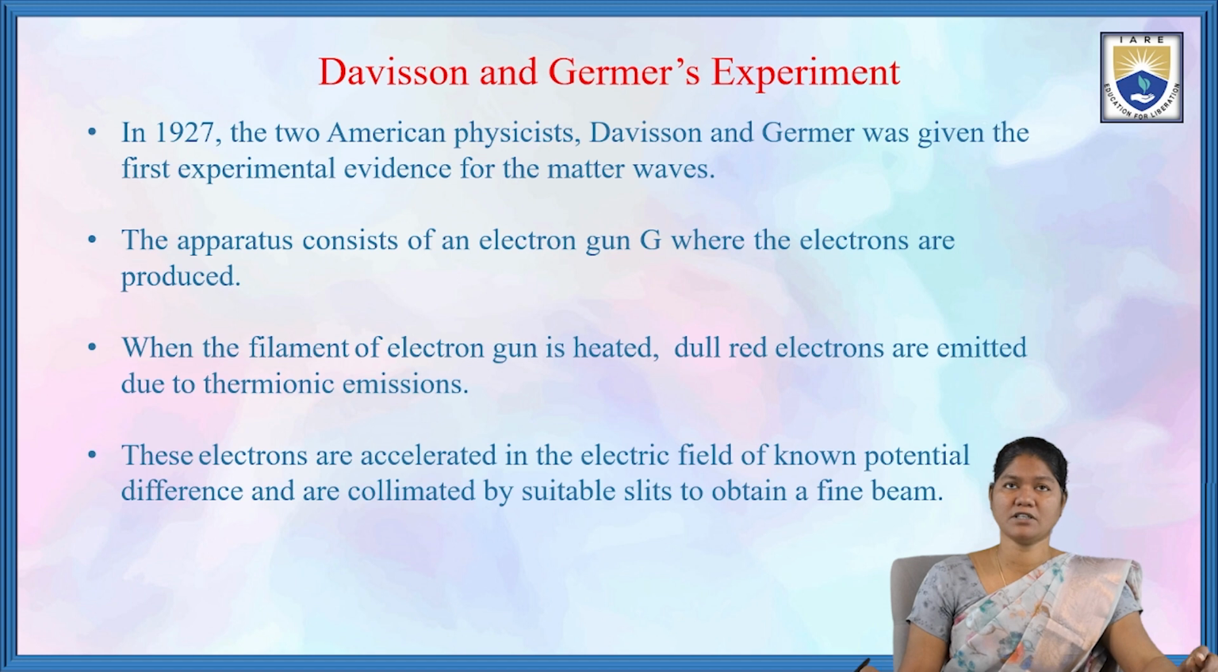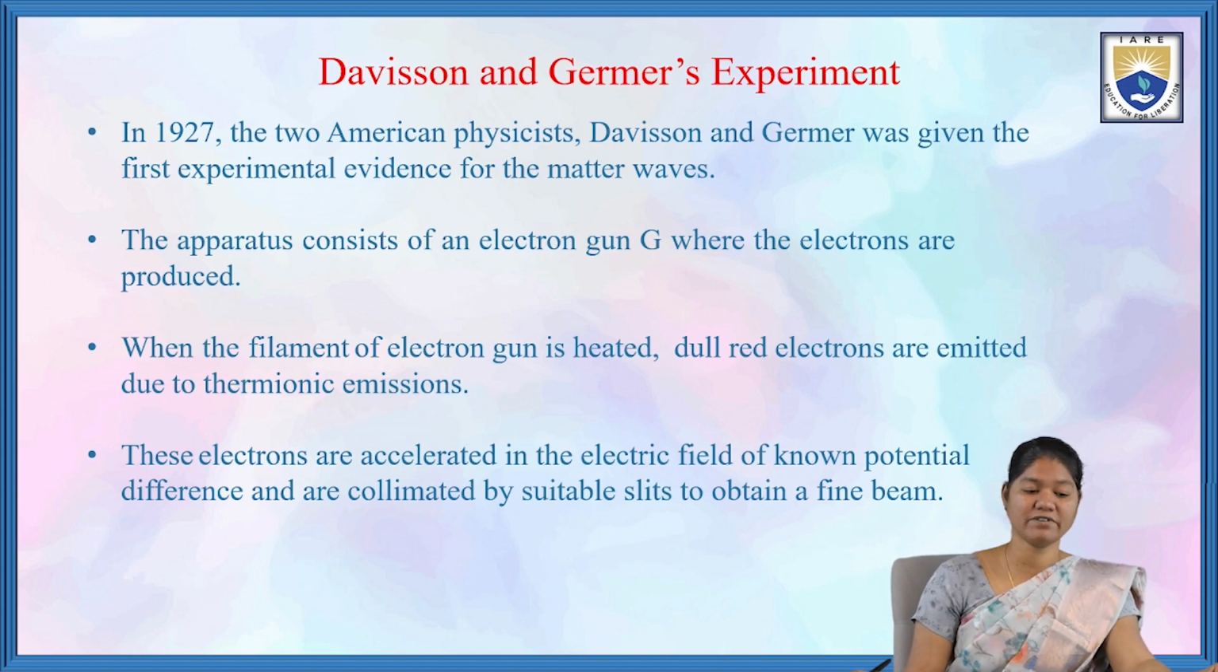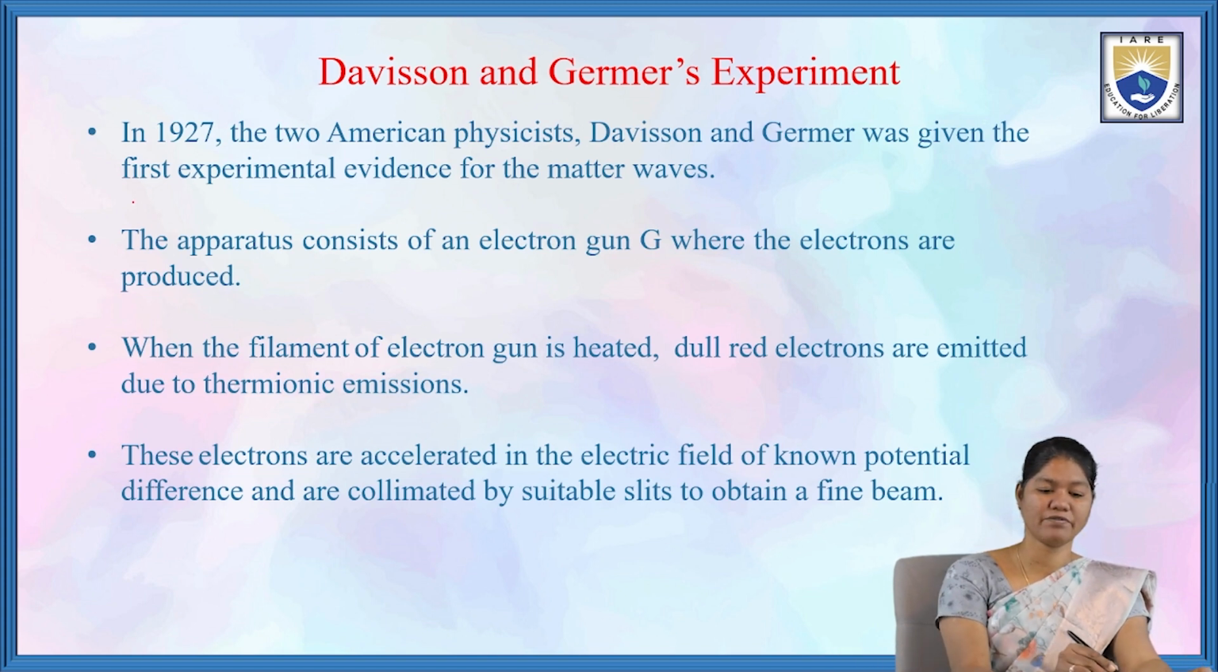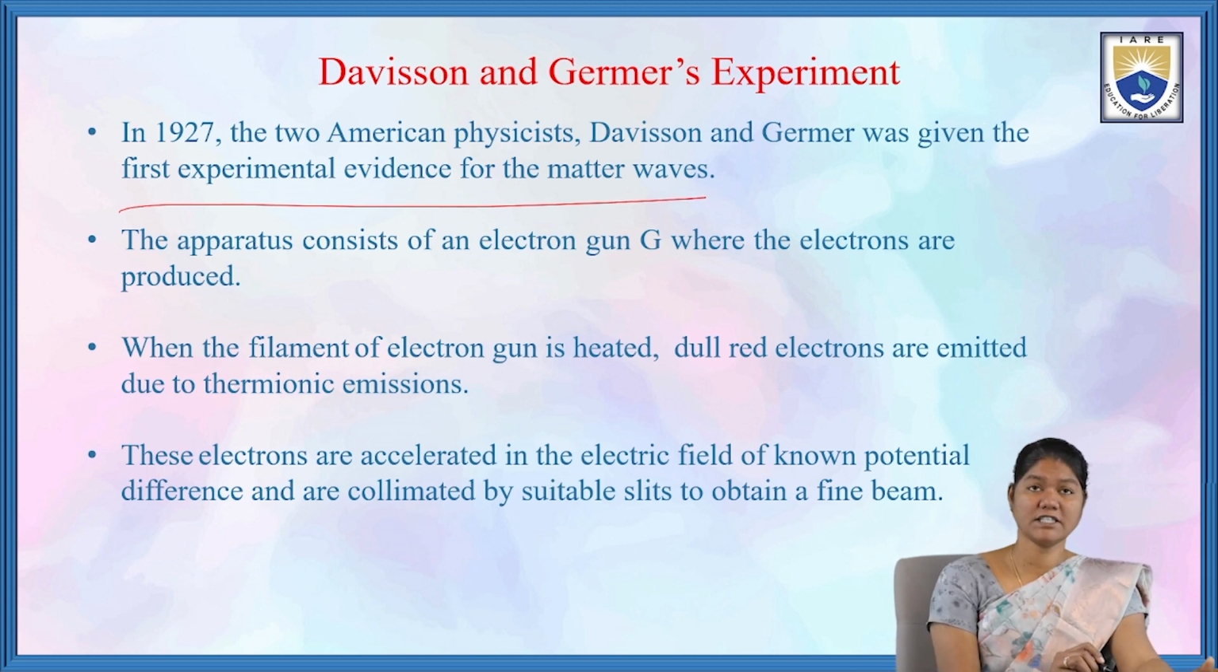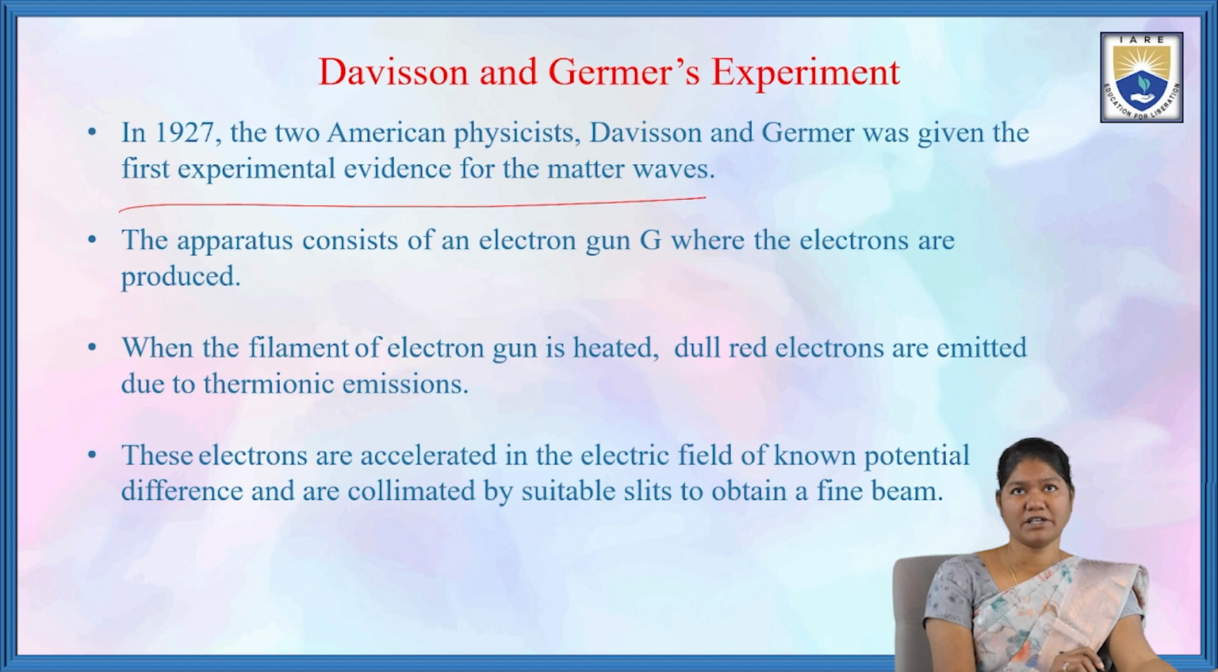The wavelength of the matter wave has also been discussed in the previous sessions, and we derived an expression, lambda equals h by mv, which is given by de Broglie. So in 1927, the two American physicists, Davisson and Germer, gave the first experimental evidence for the matter waves. This supports the matter wave concept.